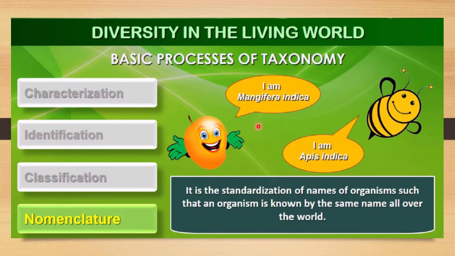So this type of name is given, that is the scientific naming, called nomenclature. It is the standardization of names of organisms such that an organism is known by the same name all over the world. Why is the scientific name very important? Because it is the name given by the scientific society, and it is given all over the world in the same way. So if I'm talking about the honeybee, the scientific name of the honeybee will be Apis indica in each part of the world. So it will avoid the confusion.